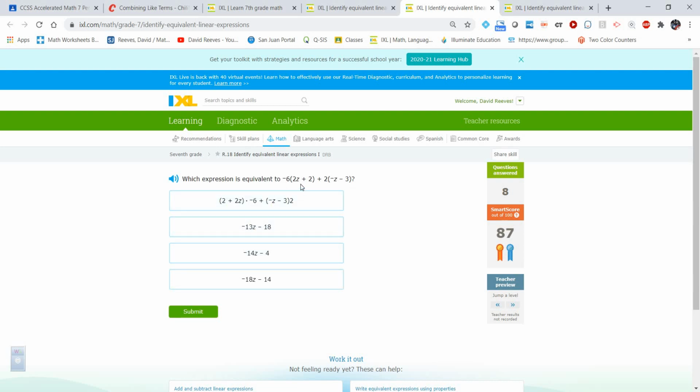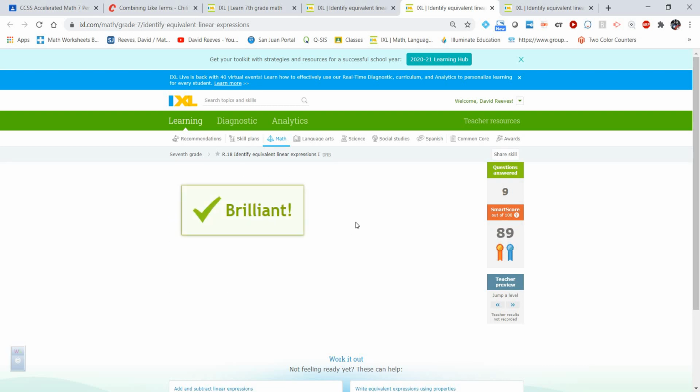Oh, double distribute. They want us to double distribute here. I wonder if this is going to be similar to the one we just did here. Let's see here. Negative 6 times 2z plus 2. And here's 2z plus 2 times negative 6. Those are the same by the commutative property, right? Negative z minus 3 with a 2 in front is the same as negative z minus 3 with a 2 in the back. All right, so we're only allowed to choose one. I'm going to go with that one. All right, and look, I am brilliant.